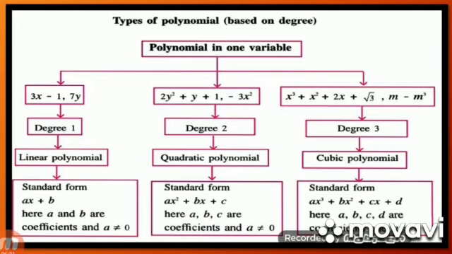Example: 2y² + y + 1 or −3x². The standard form of a quadratic polynomial is ax² + bx + c, where a, b and c are coefficients and a is not equal to 0. Cubic polynomial is of degree 3. Example: x³ + x² + 2x + √3 or m − m³. The standard form of a cubic polynomial is ax³ + bx² + cx + d, where a, b, c, d are coefficients and a is not equal to 0.